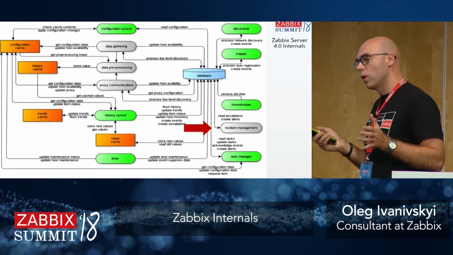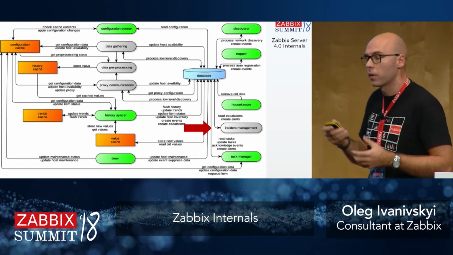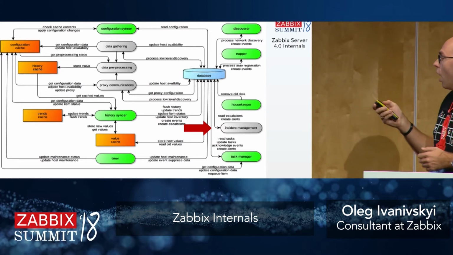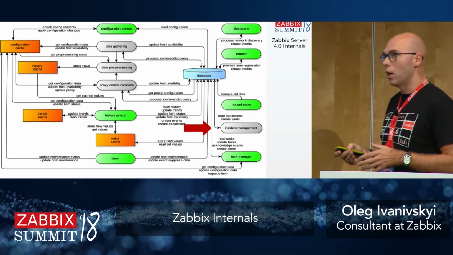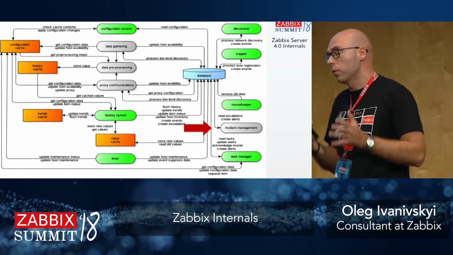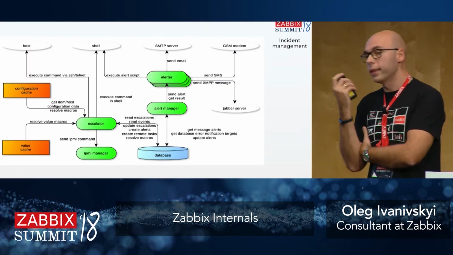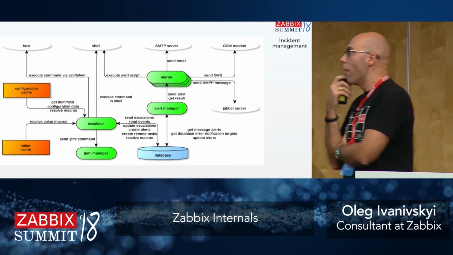Let's imagine some application is down. Maybe CPU is high. So let's imagine we do have some new problems in the Zabbix database. Such a group of processes will manage these new problems, or maybe all problems, like a recovery message. So what do we have behind that object? We do have several processes.